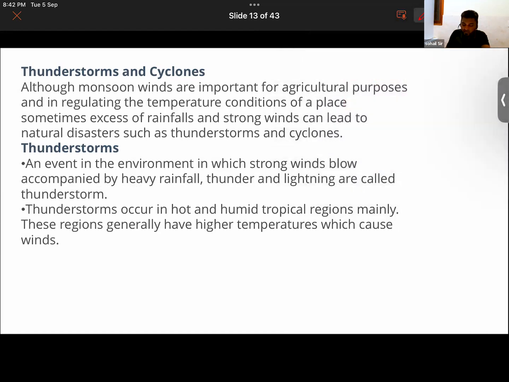Let me begin again. I guess you guys are getting confused here. You have vegetation here or water bodies. During daytime, evaporation takes place.